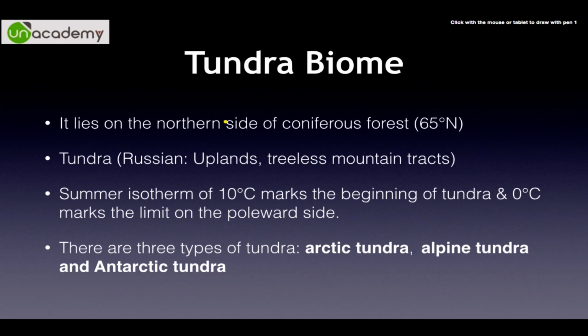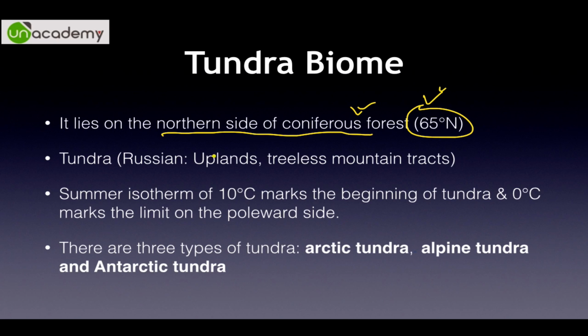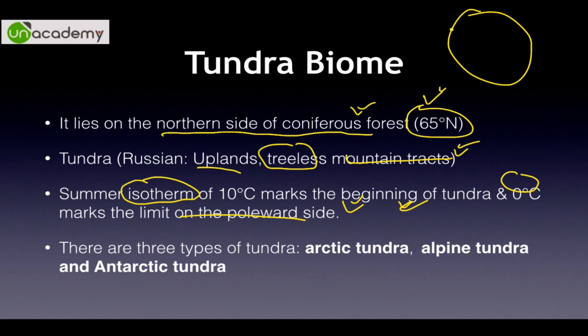Now, the tundra biome lies on the northern side of the coniferous forest, 65 degrees north. So, tundra in Russian means uplands or treeless mountain tracts because there are no trees. Now, isotherm means the line which has more or less the same temperature. So, the summer isotherm of 10 degrees Celsius, where the summer temperature is 10 degrees Celsius, marks the beginning of tundra, and 0 degrees Celsius in summer marks the limit on the poleward side. So, if this is the north pole, this is the 10-degree isotherm and this is the 0 degree. Between this will lie the tundra.